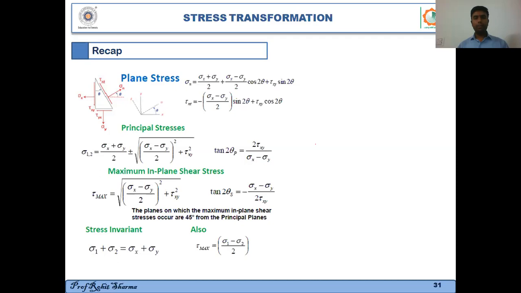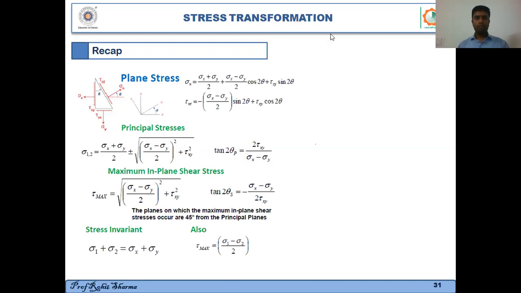And again, I would like to reiterate that these equations are valid only for the sign conventions which we have adopted, right? If you use a different sign convention, these equations will change. These equations will not work in some different sign convention, so in that case you'll have to use different equations. But if you use different equations, you'll get the same result. Okay.